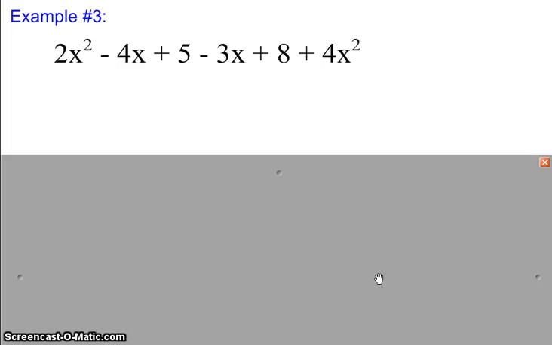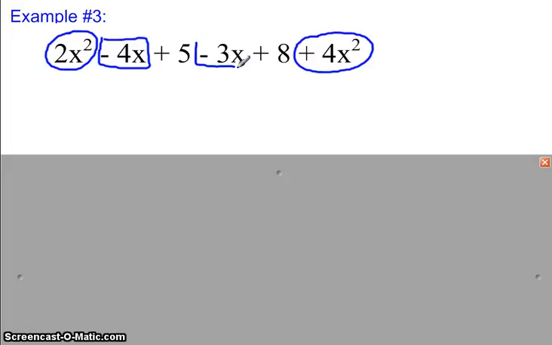Example 3 is 2x squared minus 4x plus 5 minus 3x plus 8 plus 4x squared. I'm going to start with the x squared since they have the highest power. You can start anywhere you want. So we got a 2x squared and a positive 4x squared. We've got, I'll use boxes here, a 4x and a negative 3x. And my leftovers are the positive 5 and the positive 8.